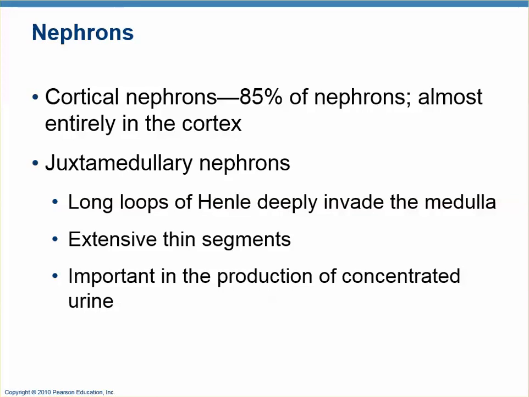We call them cortical nephrons. They work the same almost all the time. The last 15% of them are found right along the edge of the medulla, so we call them juxtamedullary, which means beside the medulla, and they have very long loops of Henle that go deep into the medulla. And this 15% are used to create concentrated urine when we are in a dehydrated condition. They're very important for water reabsorption.